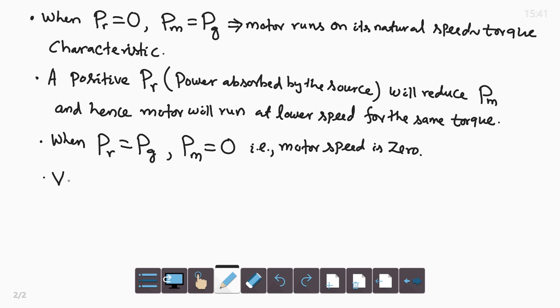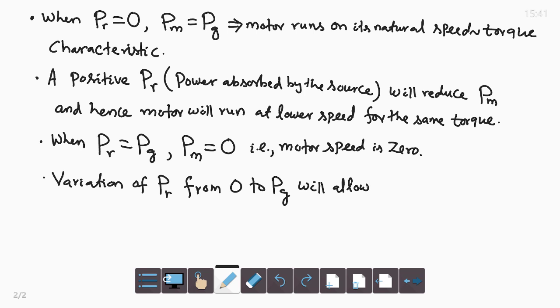So, from this we conclude that variation of PR, power absorbed by the source, from 0 to Pg will allow speed control from synchronous to 0 speed.